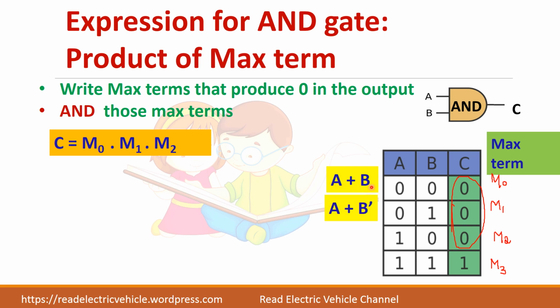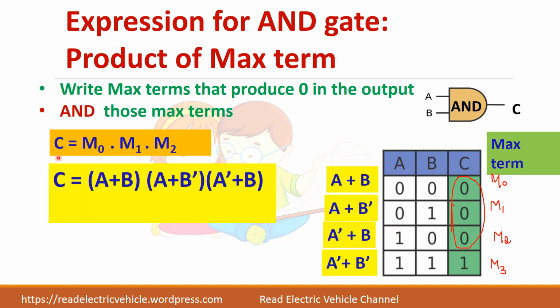What is this? A plus B. This is A plus B dash. This is A dash plus B and this is A dash plus B dash. Remember, while writing max term, 0 should be taken as A and 1 should be taken as A dash. So now C is equal to, what is M0? A plus B into M1 is A plus B dash, M2 is A dash plus B. So simplify this one.